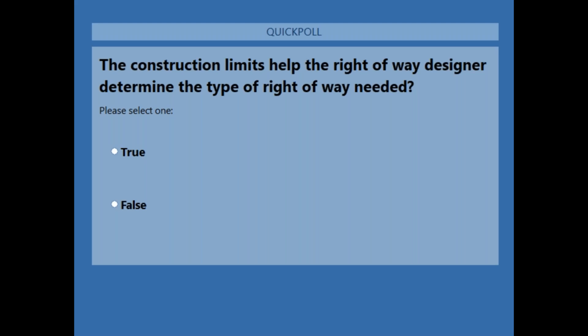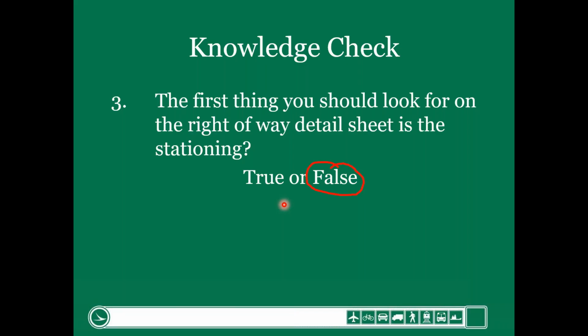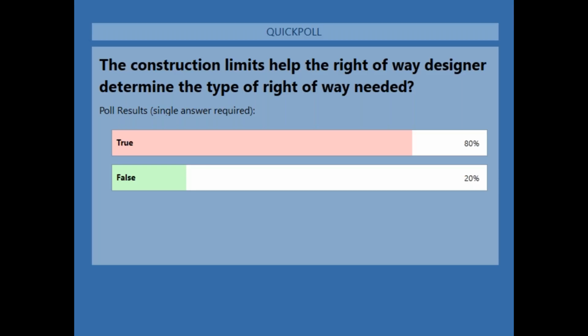Well, I went ahead and launched the next question while you were answering that for them. The construction limits help the right-of-way designer determine the type of right-of-way needed, true or false? And they're voting quickly on this one too. All right, I'm going to close this down on the voting and share the results. We had 80% that said true, 20% that said false.